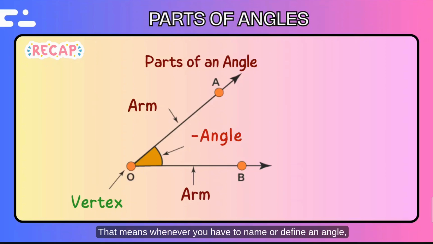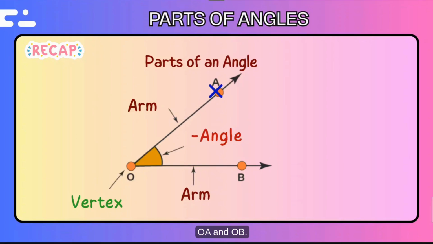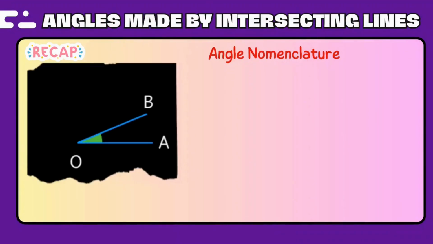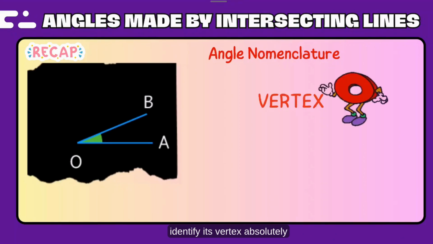That means whenever you have to name or define an angle, you have to mention the vertex and the arms. So which are the arms in this angle? Absolutely right, OA and OB. So vertex and arms are the two parts of an angle. Observe the angle on the screen. Can you identify its vertex? Absolutely right, the vertex is O.